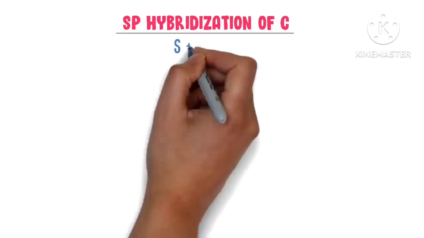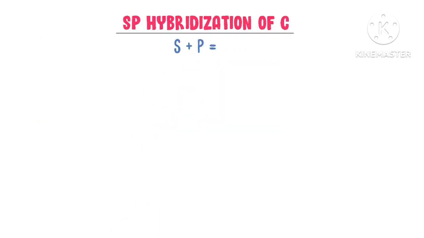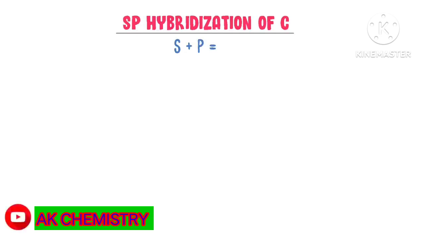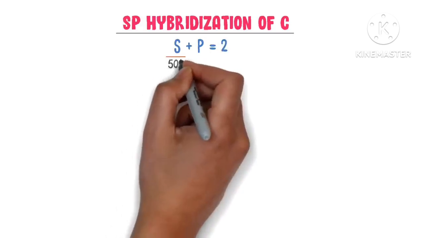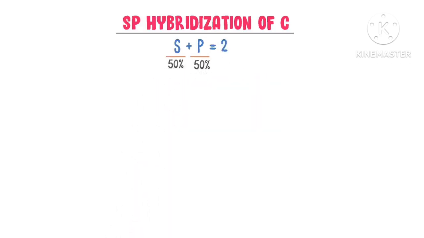Finally, let me teach you sp hybridization. sp hybridization means that in this mixture of atomic orbitals, there is one orbital of s and one orbital of p present in it. So there are total 2 orbitals present in sp hybridization. There is 50% s character and 50% p character in it. Now how do one s orbital and one p orbital combine together to form sp hybridization?